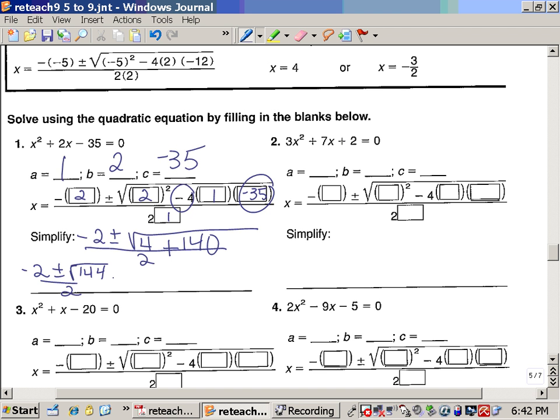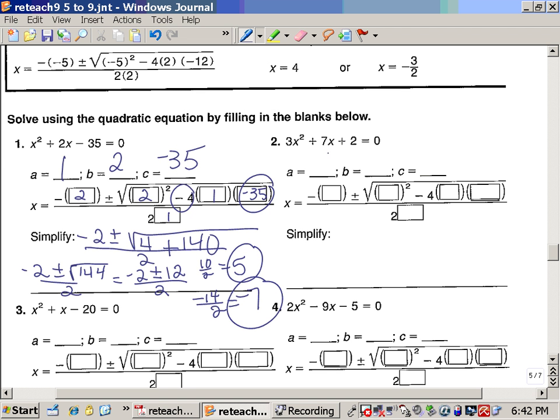Okay, so then we take negative 2 plus or minus the square root of 144 is 12 over 2. Negative 2 plus 12 would be 10 over 2, which is 5. And negative 12 minus 2 would be negative 14 over 2, which is negative 7. So we have positive 5 and negative 7.